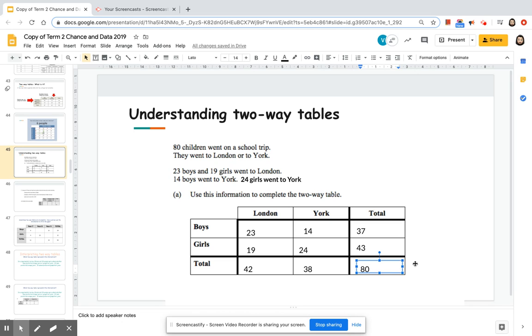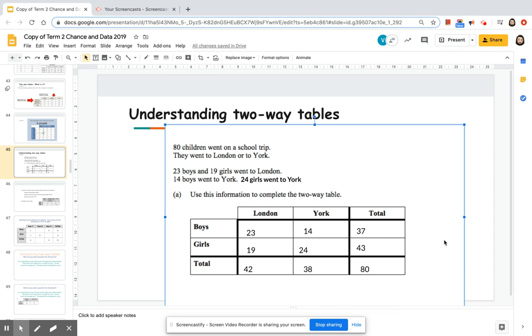So that's how we know that we've completed the table correctly, because our information tells us that 80 children went on a school trip. That means that the total number of girls, which is 43, and the total number of boys, which is 37, equals to 80 students altogether. And that is a complete two-way table.